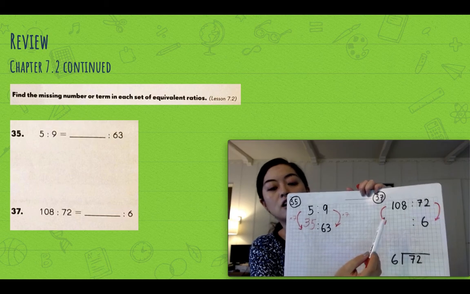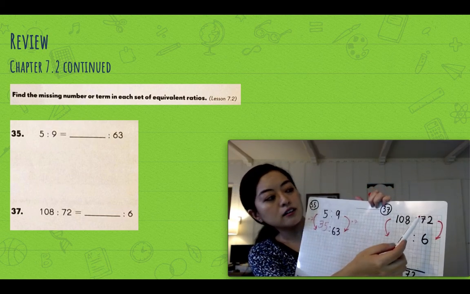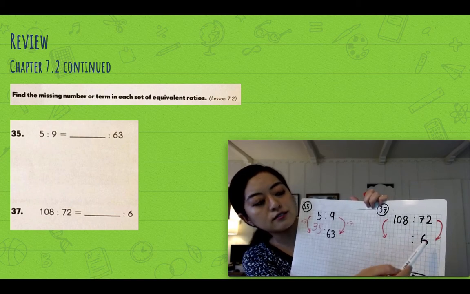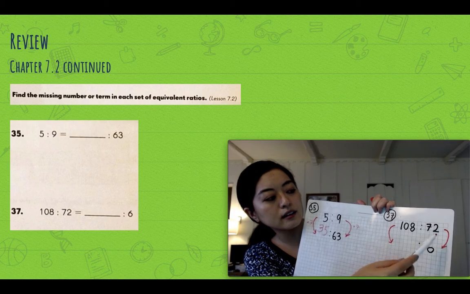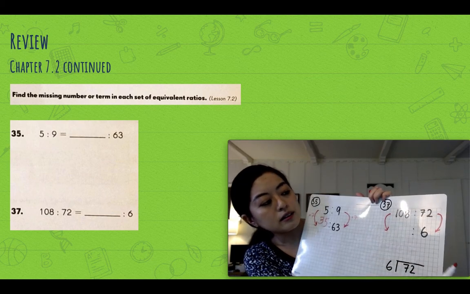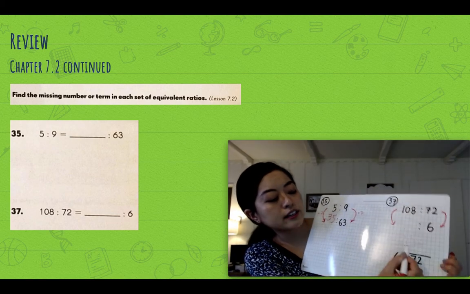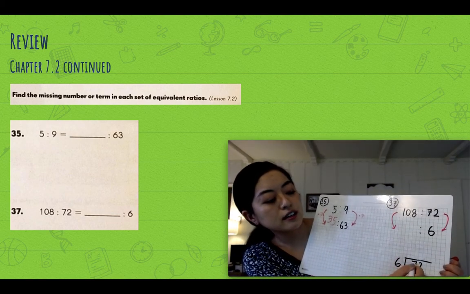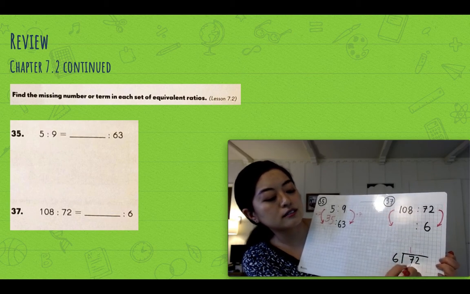Okay. I'm stacking up my ratios. I know my second terms, so it gets smaller. So I have to divide, right? 72 to 6 gets smaller, so I have to divide. So I did long division over here. So let's try it. So 6 times what gets to 7 or close to 7? 1. So then that's 6.